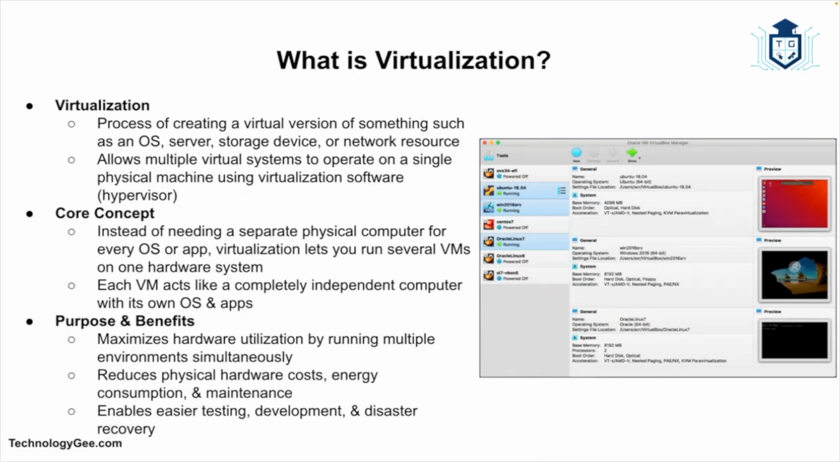All right, so let's start with the basics. Virtualization. This is the process of creating a virtual version of something like an operating system, server, or a storage device on top of physical hardware. So instead of needing a separate computer for every operating system or application that you want to run, you can run several virtual systems on one physical machine.